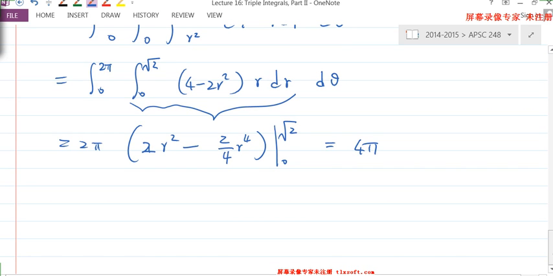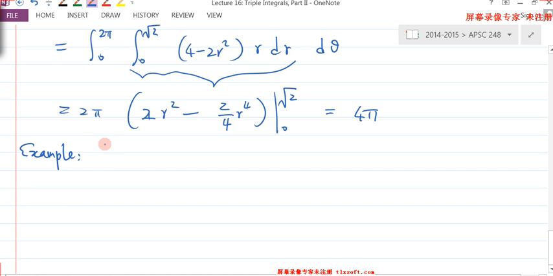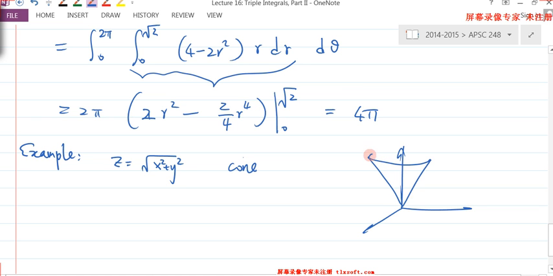So let's take a look at a couple more examples. Let's take a look at this one here. Z equal to square root of x squared plus y squared. I think we learned this one. This is a cone, an inverted cone. And that's the Cartesian equation describing this cone.